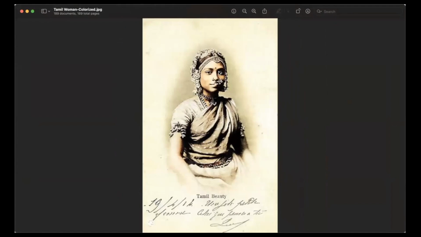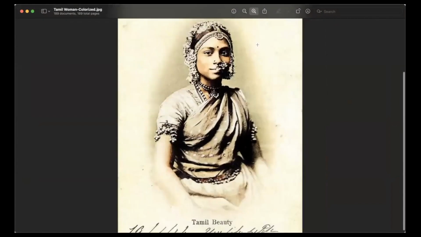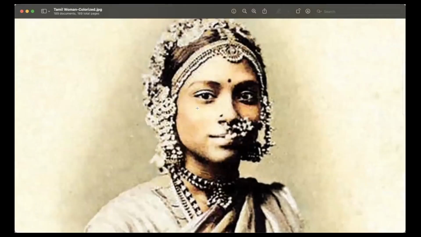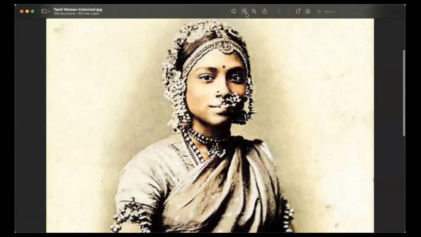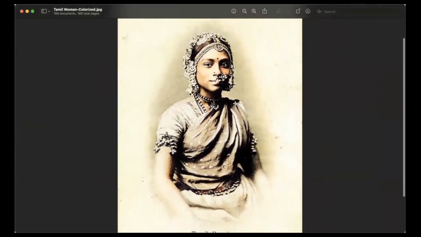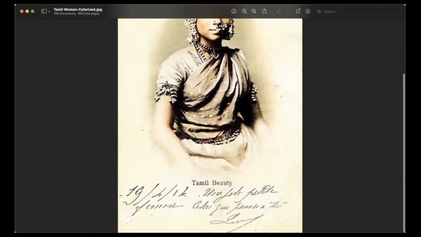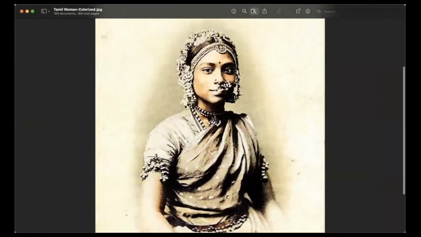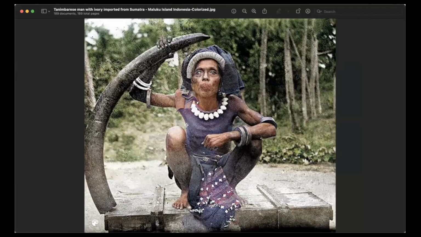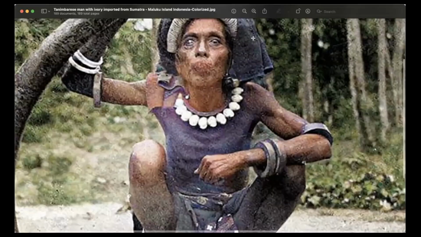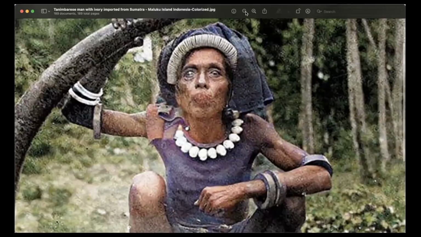Here we have another Tamil woman. Look at her jewelry, her headgear. Back up a little bit. She is definitely swarthy, what we say, copper colored. Tamil beauty, it says here, Tamil India. A Tanimbar man with ivory imported from Sumatra, Maluku Islands, Indonesia. He's an Indonesian from the Maluku Islands. Look how interesting he looks.